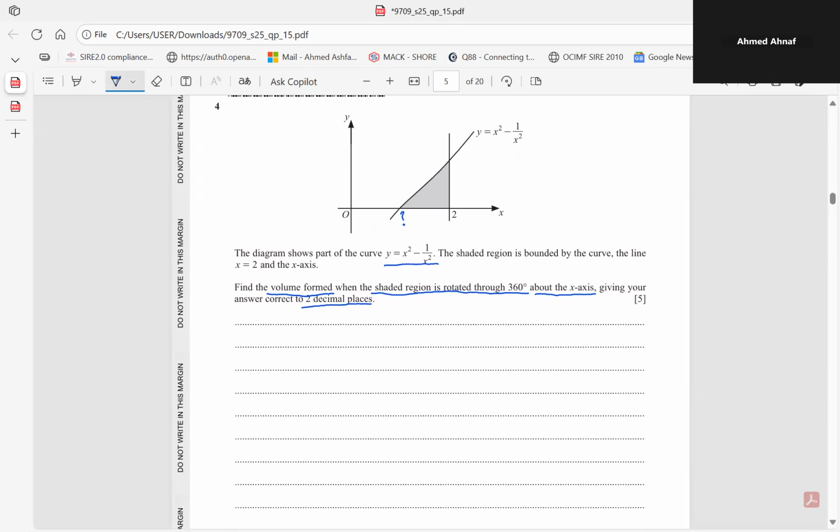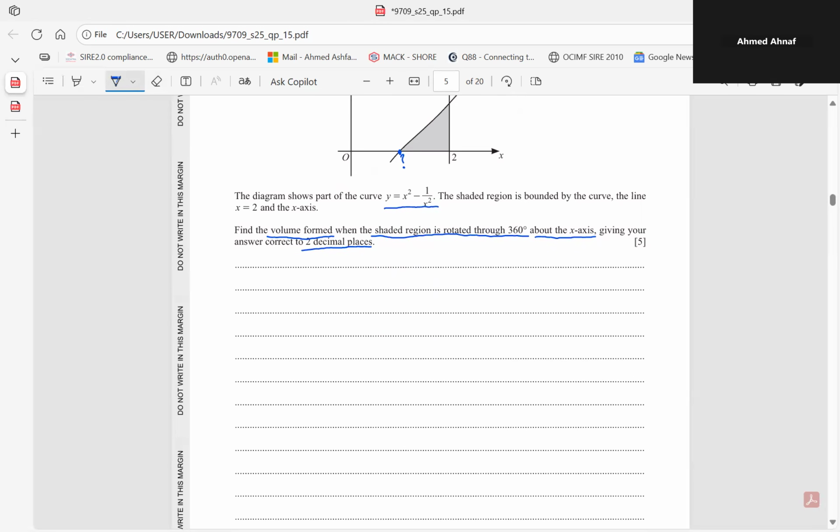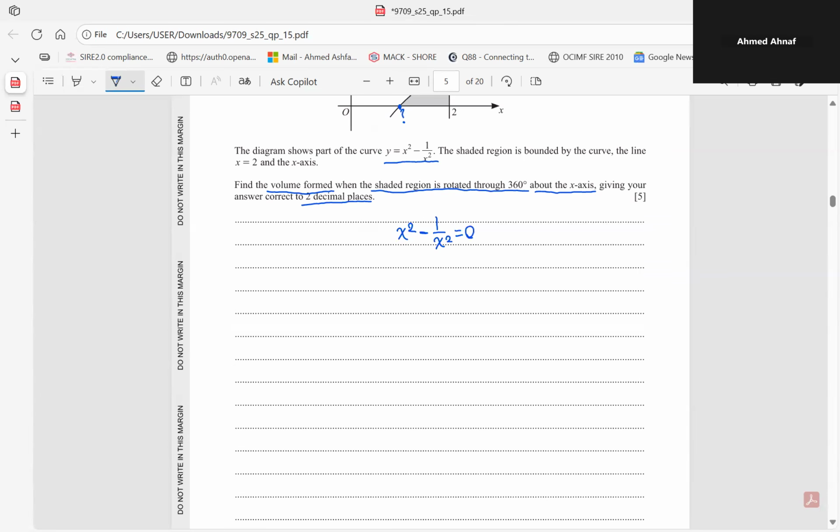Okay, so to find the lower limit, it's basically just the value of x when y equals 0 for our curve. So let's just substitute y equals 0. So this would just be x squared minus 1 over x squared equals 0. And now we're going to multiply both sides by x squared. So this would be (x squared) squared minus 1 equals 0. And now we can move the 1 to the other side. So (x squared) squared would just be equal to 1.